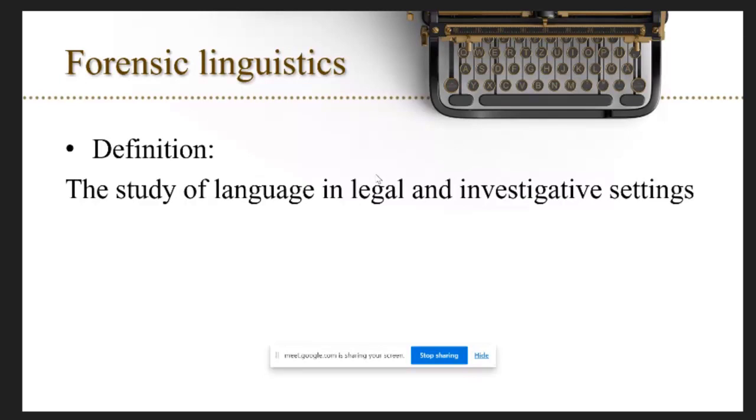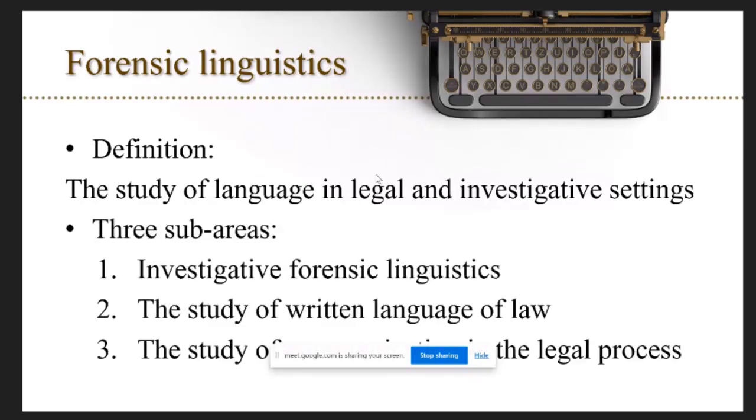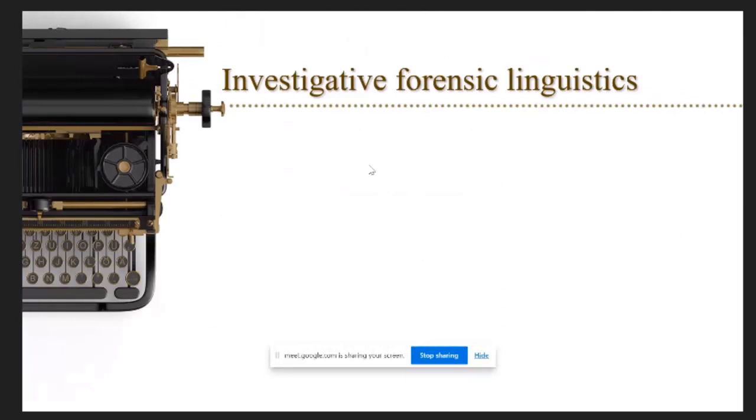Now we have three sub-areas. The first one is investigative forensic linguistics. The second one is the study of written language of law. And the last one is the study of spoken language in the legal process. So now I will introduce the first part, investigative forensic linguistics.